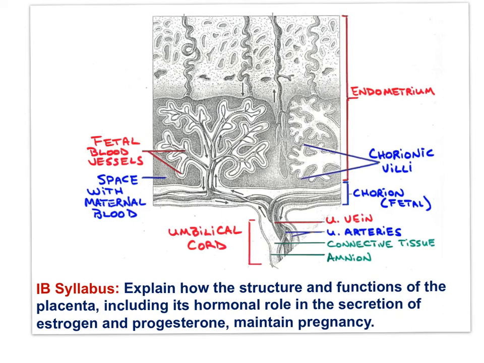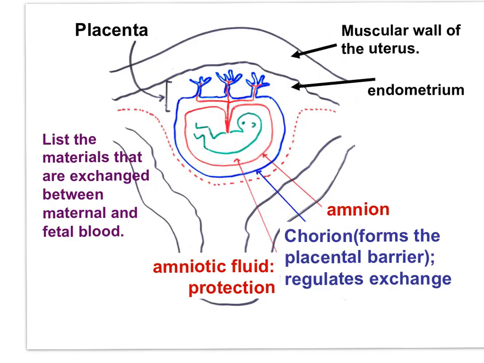Another image of the placenta, an organ composed of both maternal and fetal tissues. The umbilical cord brings blood to and from the placenta. Maternal blood fills the space that surrounds the fetal blood vessels. Can you list the materials that are exchanged between the mother and fetus? Can you state the direction of movement of each of the molecules?